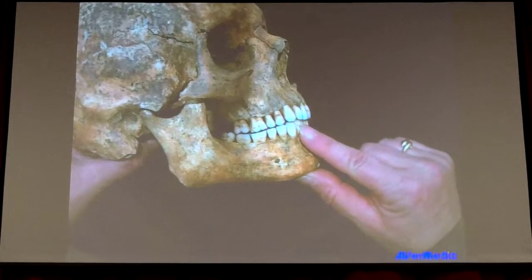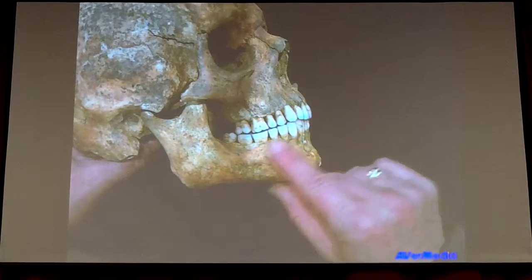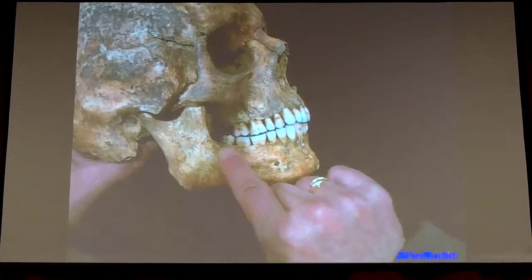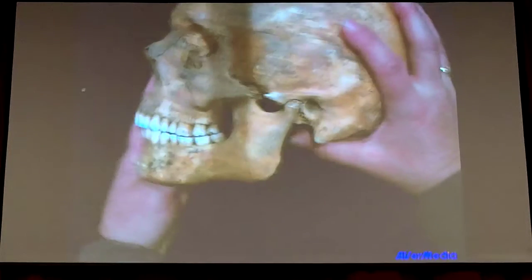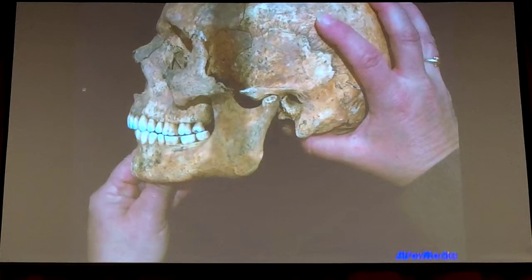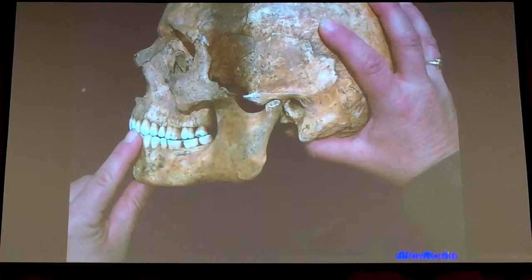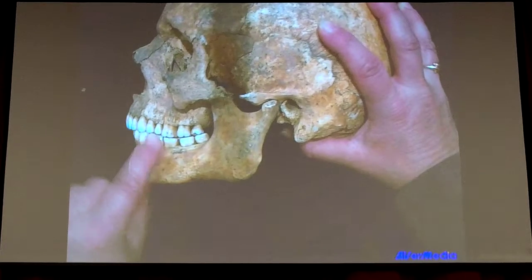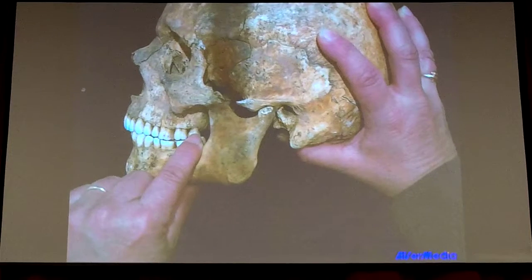Two incisors, one canine, two premolars, and 6 year molar, 12 year molar, and there it is, right on the end, the 18 year molar. And we can do the same on the other side of the skull just to be sure, to see if our counting is right. And we start here with our incisor, two incisors, one canine, two premolars, and 6 year molar, 12 year molar, 18 year molar, or wisdom tooth.